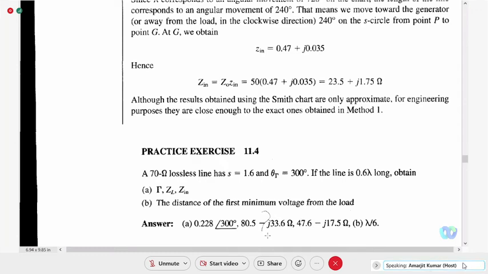What is given? A 70 ohm lossless line. A standing wave ratio is given, so you can plot the standing wave circle first. S is equal to 1.6. Plot the standing wave circle. The angle of gamma is given, so you can calculate ZL. No problem. And 0.6 lambda is also given. The length of the line is directly given in terms of wavelength.